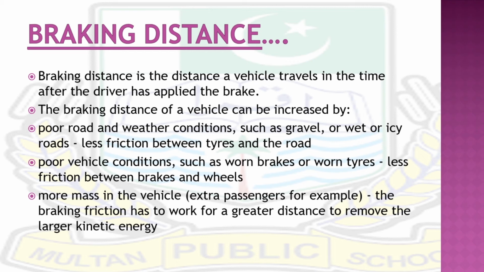So the braking distance of a vehicle can be increased by poor road and weather conditions, such as gravel or wet or icy roads, with less friction between tires and the road. Poor vehicle conditions, such as worn brakes or worn tires, mean less friction between brakes and wheels. With more mass in the vehicle, extra passengers for example, the braking friction has to work for a greater distance to remove the larger kinetic energy.